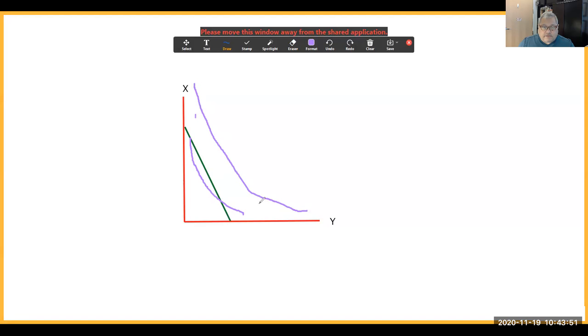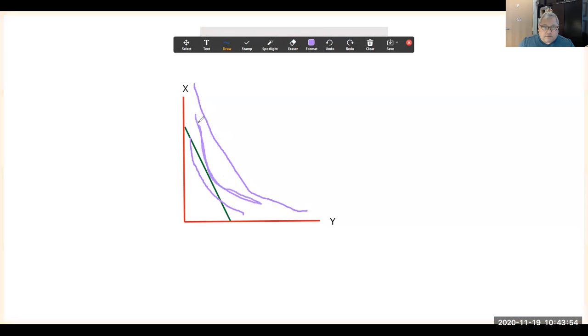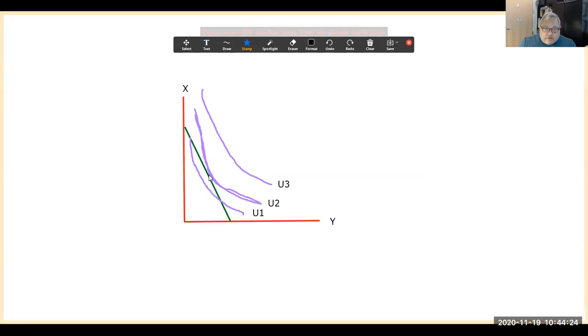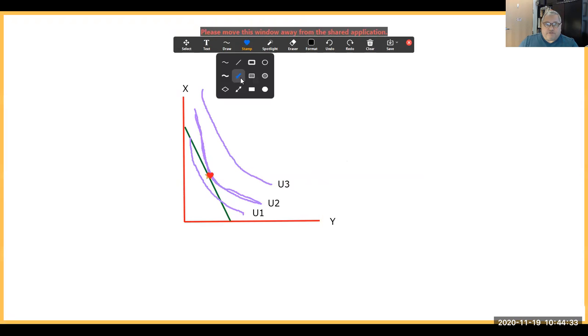And these purple lines cannot touch each other because they are different levels of utility. So I'm going to call them U1, U2, and U3. The special line, the special indifference curve being U2, because U2 touches this green line at one and only one location, which is where the star and the heart are. And that's called the point of utility maximization.